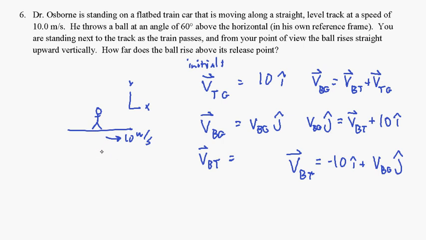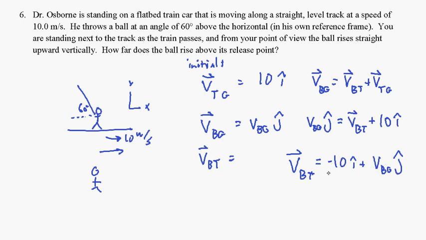But the train is going to the right, which means, say you're standing there, standing still, while the train goes this way to the right. Then in order for the ball to appear to go straight up for you, Dr. Osborne has to be throwing it behind him, or towards the back of the train. So this is how Dr. Osborne is throwing it. He's throwing it at a 60-degree angle above horizontal, but backwards, toward the back of the train. So once you see that, it's pretty obvious, right?